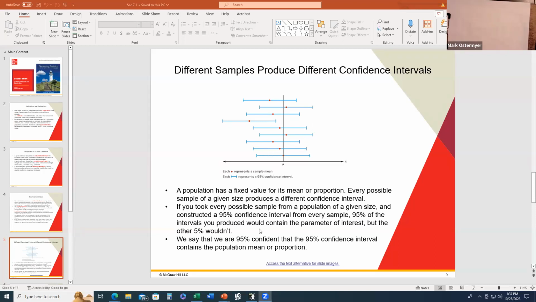Which one's close to the population mean or which one's far away? We don't know. But by building a confidence interval, we can not only control the level of confidence that our interval will actually contain the unknown population mean, but we can also basically control the width of this confidence interval, how wide it is. In other words, the difference between the lower and upper endpoint of this interval.